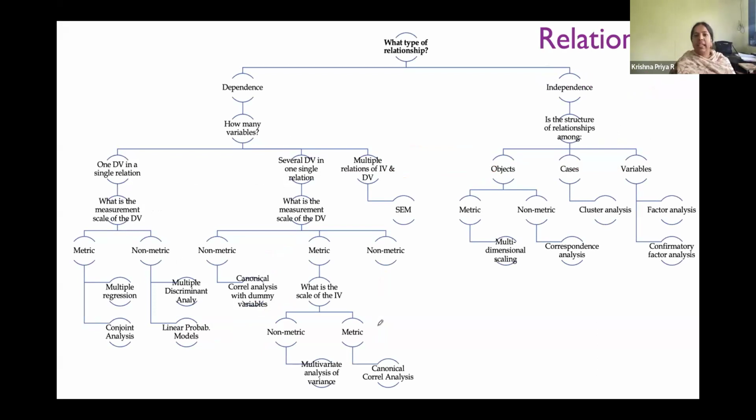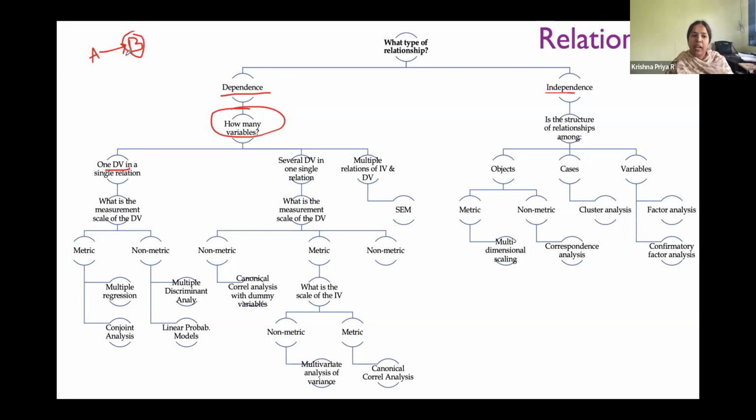Now, broadly, multivariate data analysis is based on two things. The first question that I need to answer is whether it is a dependence relationship or an independence relationship, right? Once I answer that it's a dependent relationship, I need to again speak about the number of variables that I have. If I have only one dependent variable, then this is the dependent variable.